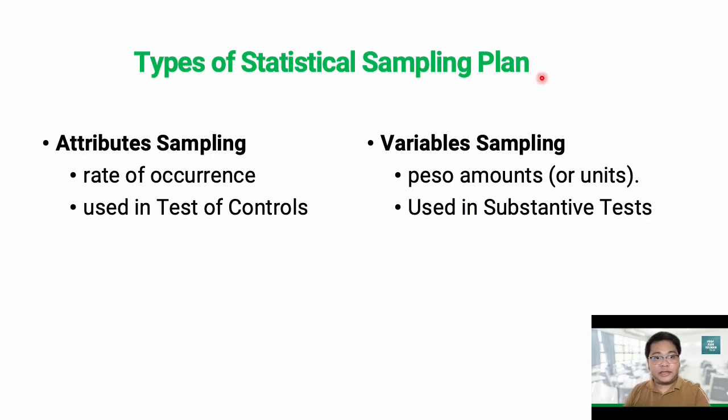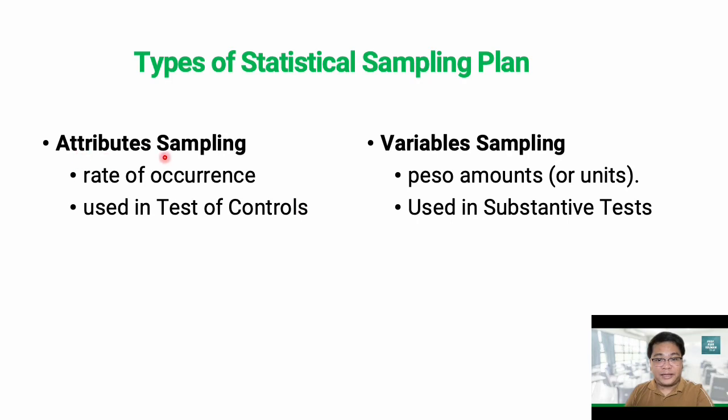Next, let us proceed to the different types of statistical sampling plan. We have attribute sampling and variable sampling. So attribute sampling, we test for the rate of occurrence. Like my example earlier, let's say out of 10 instances wherein the control is expected to apply, in one instance, the control is not applied, regardless of the amount or regardless whether the transaction is valid or not. So therefore, 1 over 10, that is the rate of occurrence, 10%.